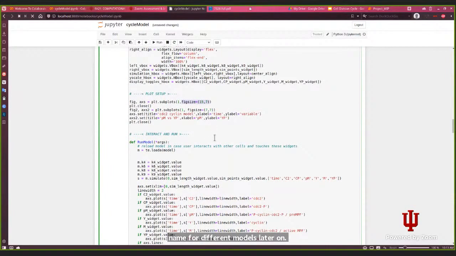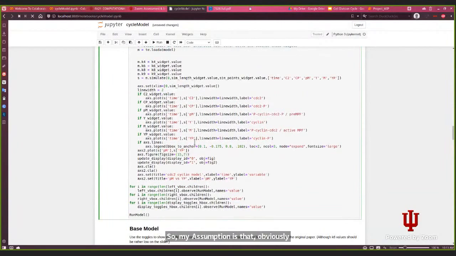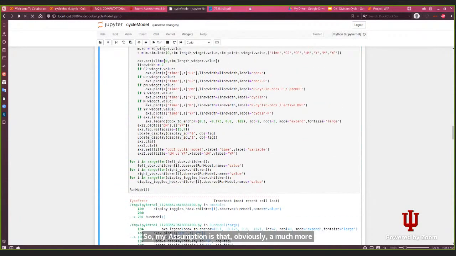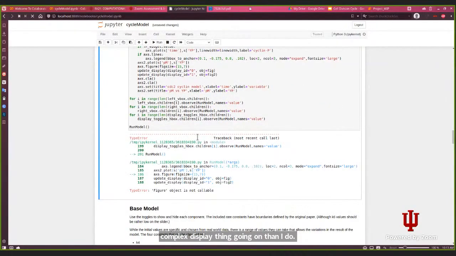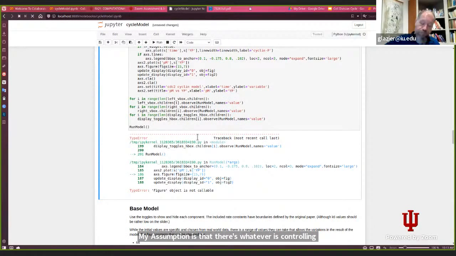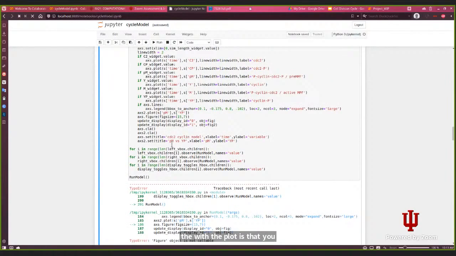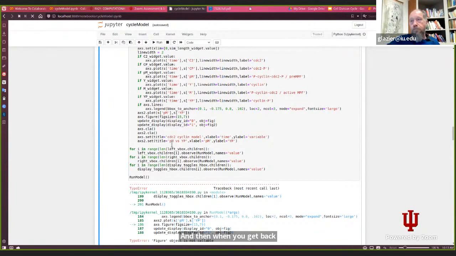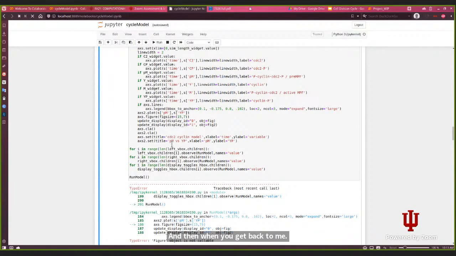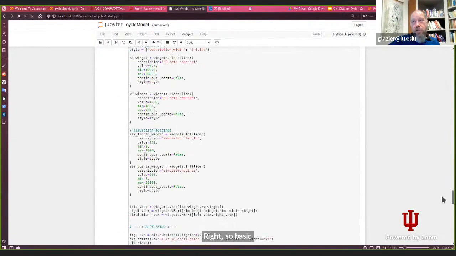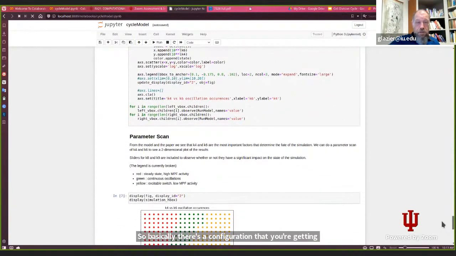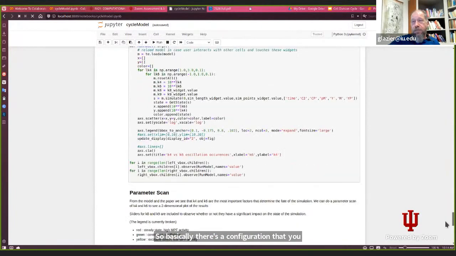So my assumption is that obviously you've got a much more complex display thing going on than I do. My assumption is that whatever's controlling the width of the plot, you are redefining that later on in the app. And then when you get back to it, it's pulling on the same name variable rather than the intended variable. Right. So basically, there's a configuration menu that's getting inherited when you go back to the top. That makes sense.